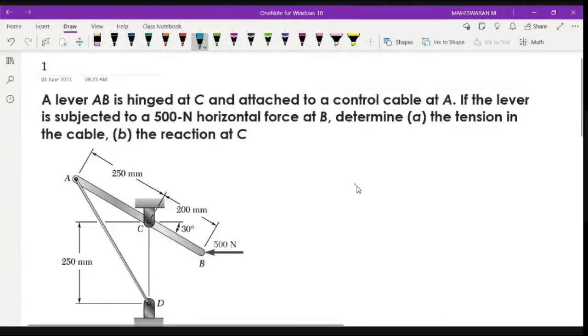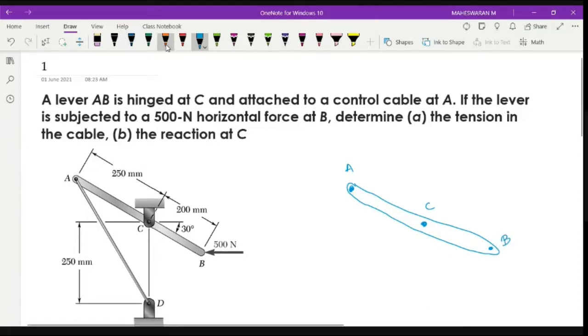If I consider here, you will have something like this. This is my lever. This is my point A, this is my point C, and this is my point B. This lever has these 3 points.